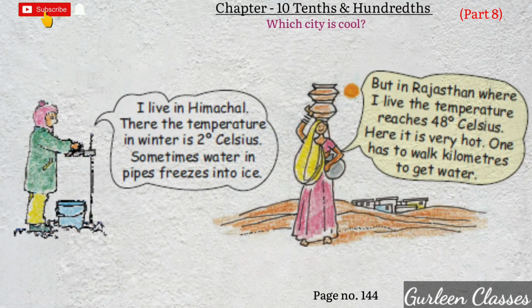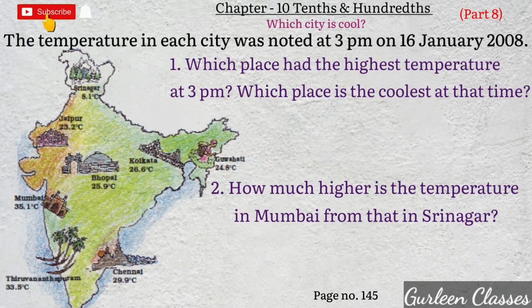Next topic, which city is school? So in your books you can see this boy and a girl. So now let us see what are they saying. Boy said, I live in Himachal. There the temperature in winter is 2 degrees Celsius. Sometimes water in pipes freezes into ice. And the lady said, but in Rajasthan, where I live, the temperature reaches 48 degrees Celsius. Here it is very hot. One has to walk kilometers to get water. These questions are there in your book, page number 145.